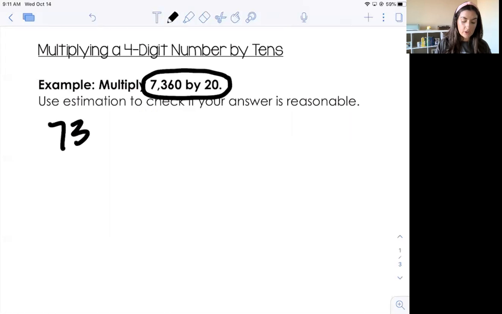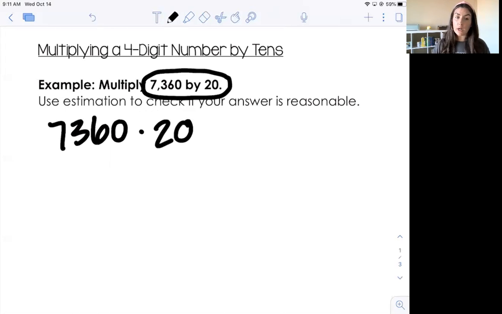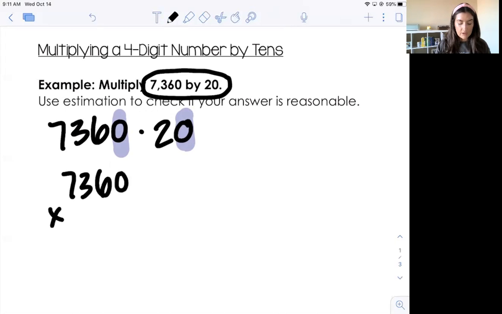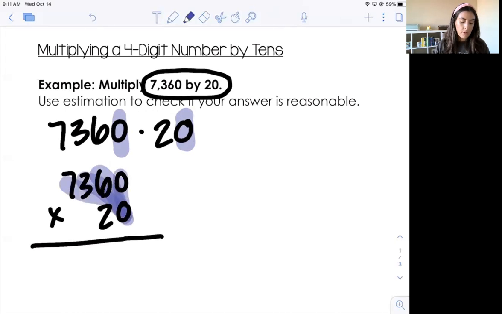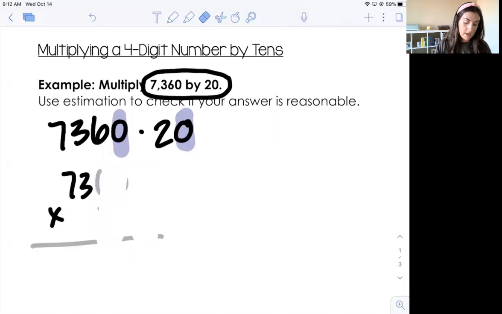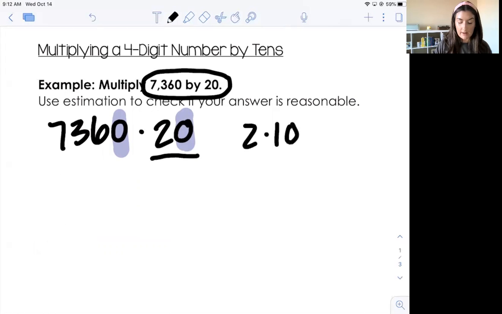It's 7,360 times 20. Now, like we've talked about before, this zero and this zero really are going to get in the way. And you'll see that if I set it up for you here using the standard algorithm. I'm going to be left with a whole row of zeros because of that 20. So what I would recommend is to kind of save that zero for later, if that makes sense. So thinking about breaking this apart into 2 times 10 and setting up your multiplication like this.